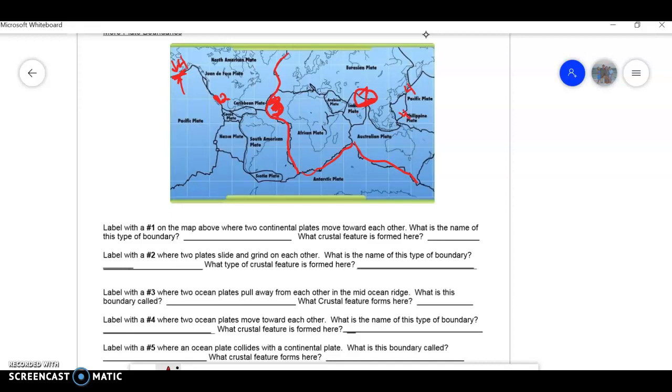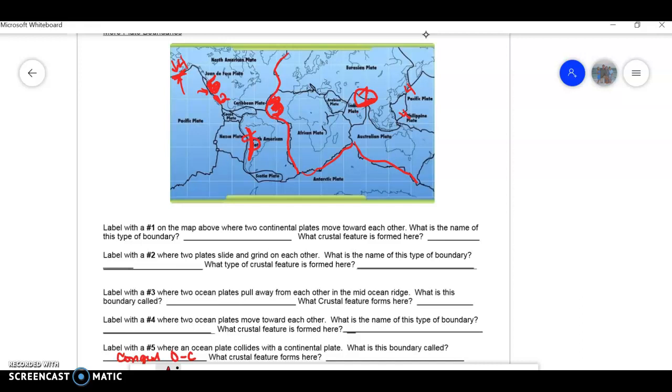And number 5, label with a number 5 where an ocean plate collides with a continental plate. What is the boundary called? It's a convergent boundary. And that convergent boundary is between an oceanic and a continental. And that happens in the northwest right here. These two come together. You get the Cascade Mountains. So this would be a number 5 here. And then it also happens, another famous is the Andes Mountains here. So this would also be a number 5.